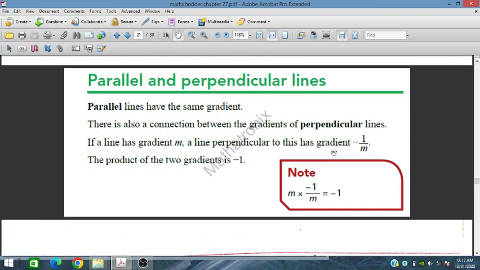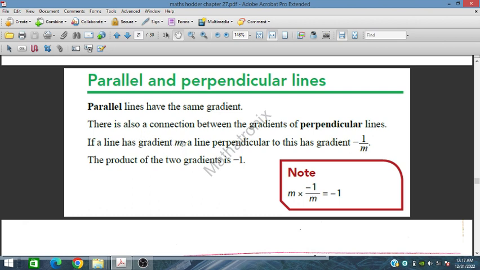Bismillahirrahmanirrahim. In this session, we will discuss parallel and perpendicular lines. Parallel lines have the same gradients, and there is a connection between the gradients of perpendicular lines. If a line has a gradient m, a line perpendicular to it has a gradient minus 1 over m.